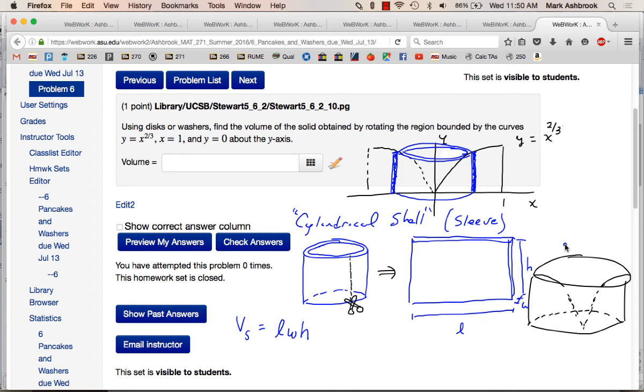Okay, so let's start with the width. So the width is that small, very thin dimension. What is the width? Going back to our shell, the way we drew it in the original solid, what is that width? So the width, wouldn't it be this dimension right here? And what is that? Change in x, right? Change in x.